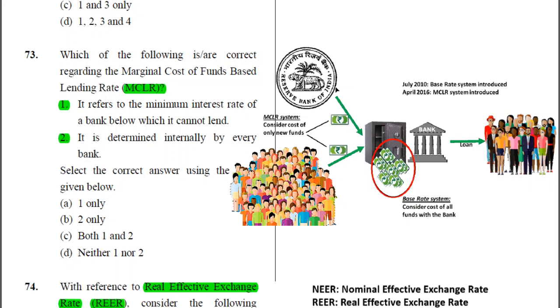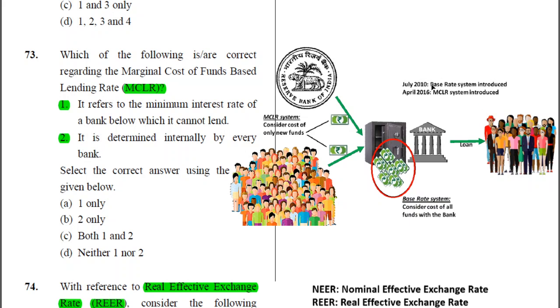new interest that the bank is paying for the new money that it borrowed in the last 1 year, that will decide the MCLR. That is, marginal means new. Okay, the bank already had some money. What is the new money that the bank got in the last 1 year? That interest will be calculated to find the minimum rate at which the bank will lend to people.